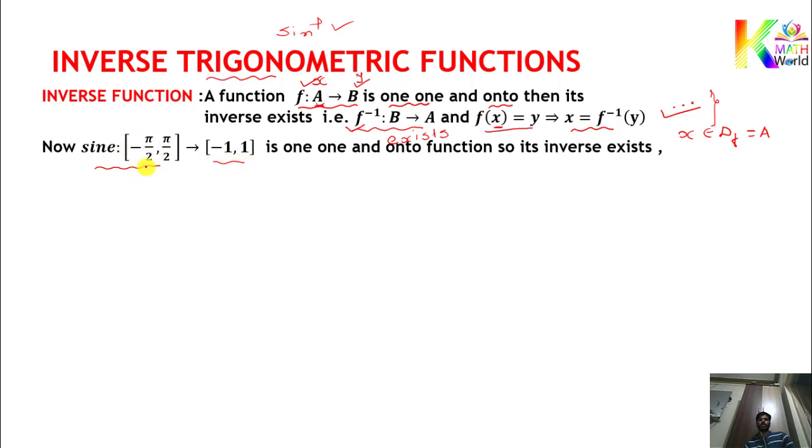The sine function is one-one and onto in this domain and range. This is the domain, the closed interval minus pi by 2 to pi by 2. Apart from this you get other intervals also, but we will consider only the principal branch. This is the domain in which the sine function is one-one, so you should remember it properly. In this domain the function is one-one and in this range the function is onto. So now sine is one-one and onto.